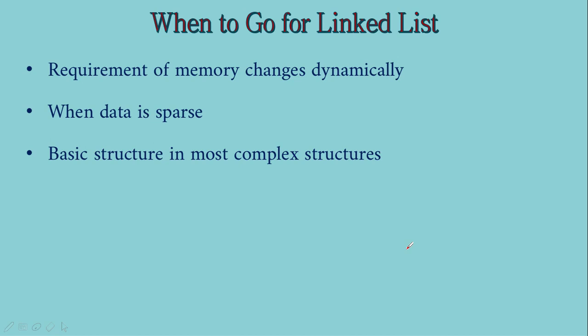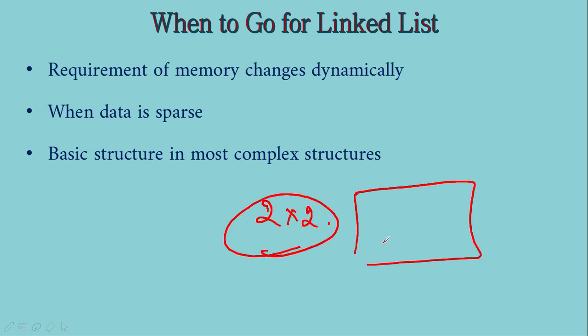as well as when there is sparse data. What I mean by sparse data is, suppose you want to store a matrix. The easiest way to store a matrix is a 2-dimensional array. You can store it, but what about the dimension? If it is 2 cross 2, fine, only 4 elements. Even if only one element is there, no problem.